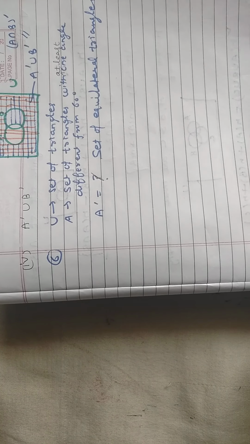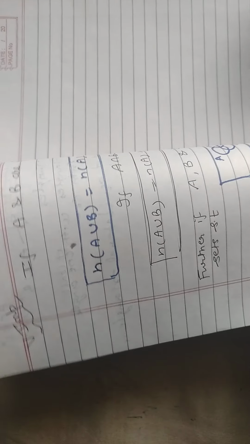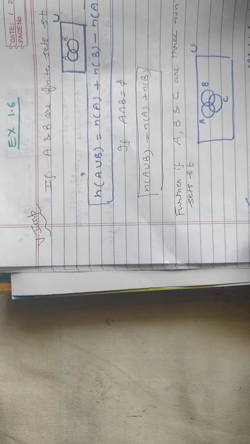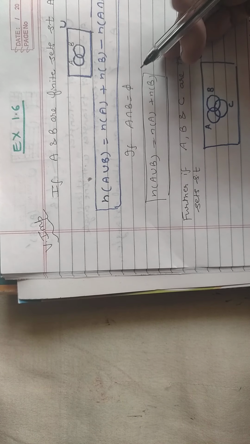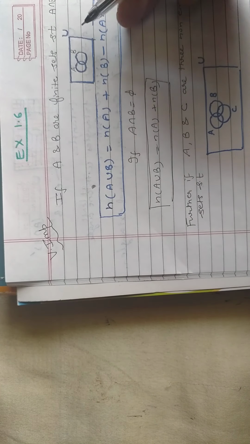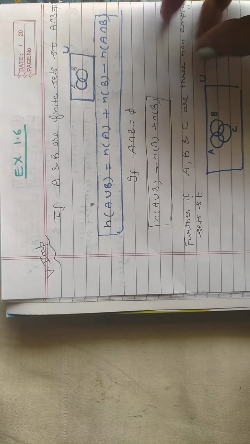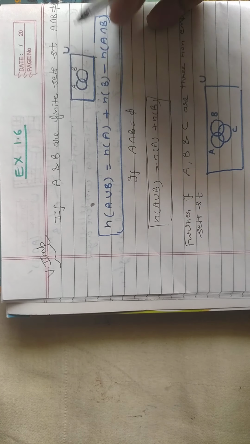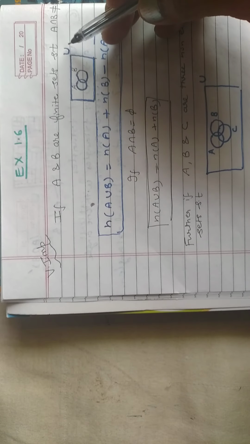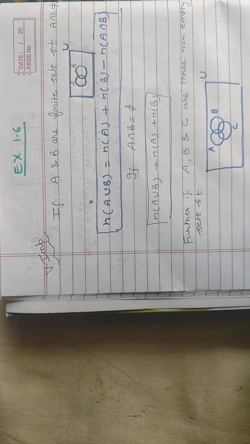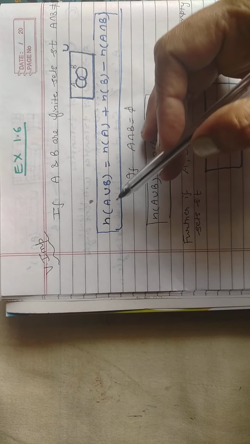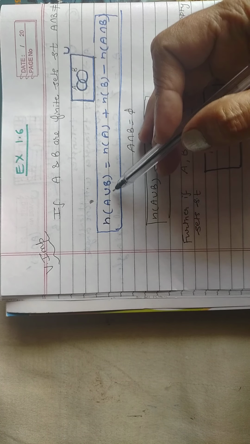Now there are two important formulas for exercise 1.6. So what is exercise 1.6? There are two important formulas. Suppose A and B are two finite sets such that their intersection is not phi. By Venn diagram, suppose this is the universal set, this set is A, this set is B. Then how many elements are there in A union B?